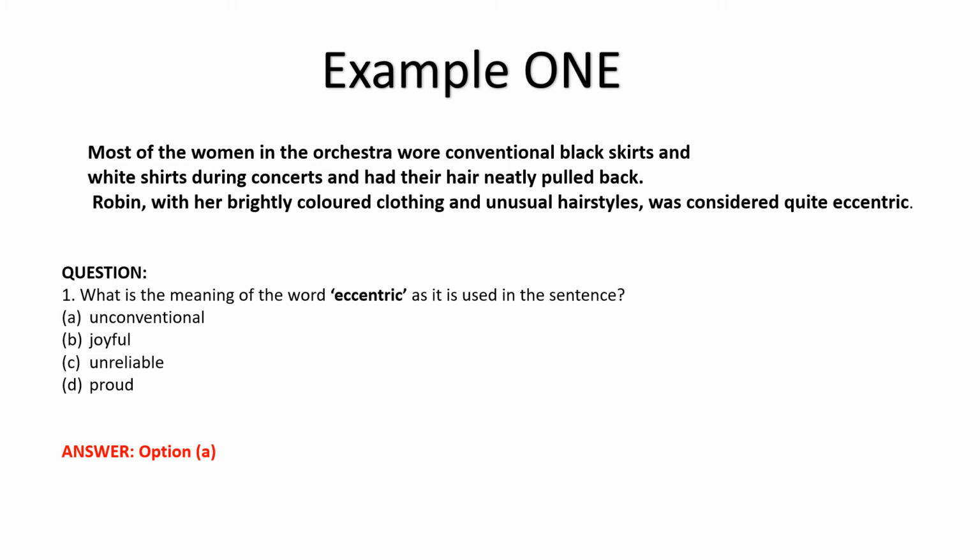So there are 4 options. Option A, unconventional. Option B, joyful. Option C, unreliable. Option D, proud. Well, yes, option A, that is unconventional, is the correct answer.